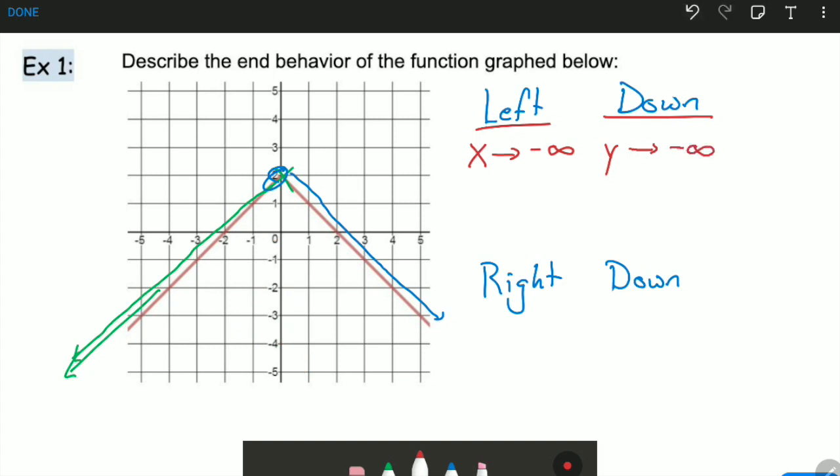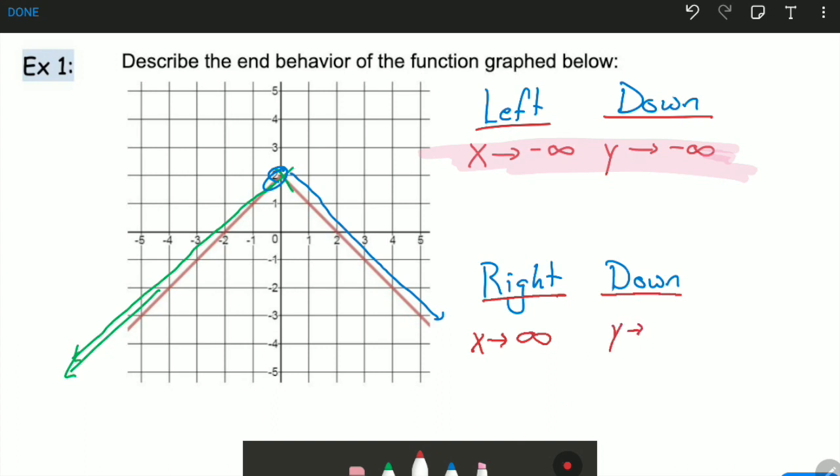So the first end behavior, the left end behavior, is as x approaches negative infinity, y approaches negative infinity. We're going to do the same thing with the right side now. Right is an x descriptor. So x approaches, well, what type of x values are on the right? You can see we have positive x values on the right, and the more extreme to the right we go, the more positive it is. So positive infinity. And then down.